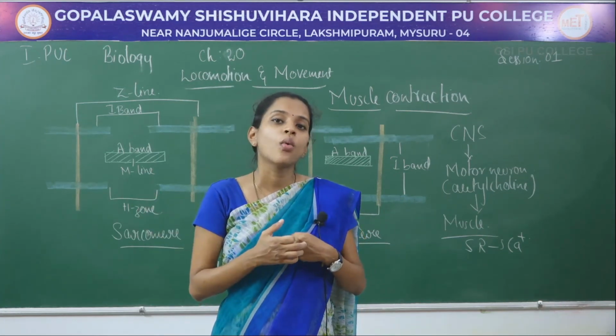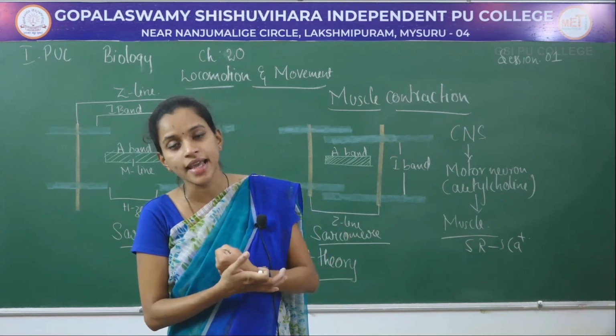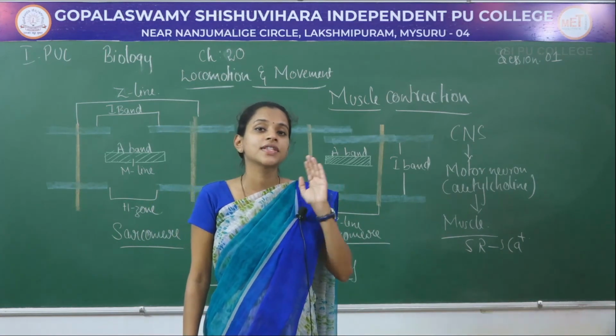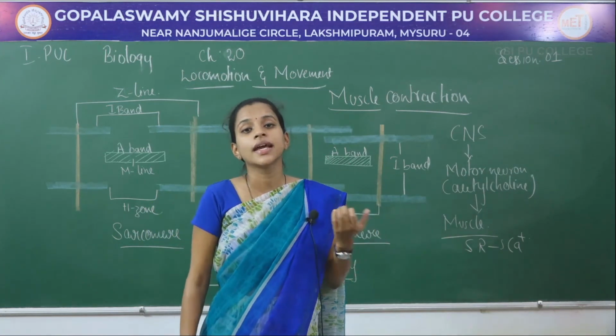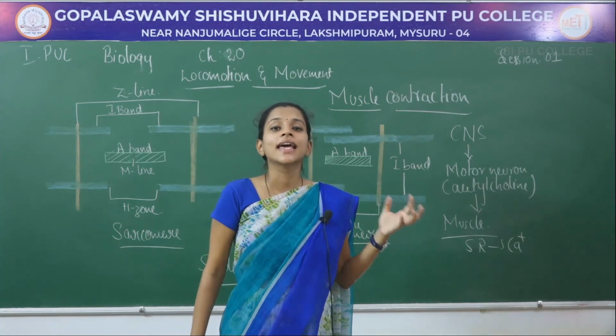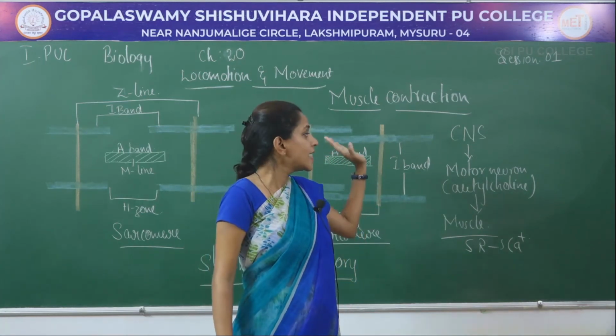So now the G actin active site is free so that the myosin head can attach to it. When the G actin active site is free, now the myosin head comes and attaches to the actin molecules and it helps in contraction. That is how the muscle contraction takes place.